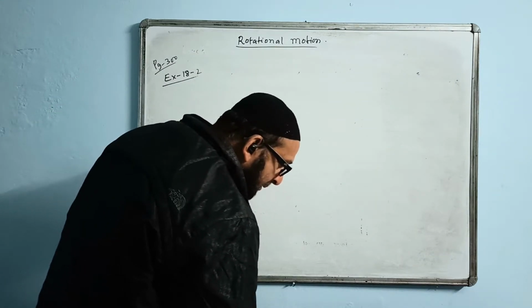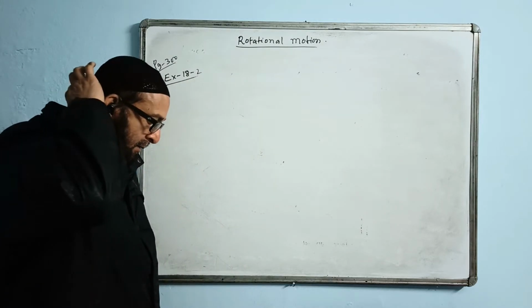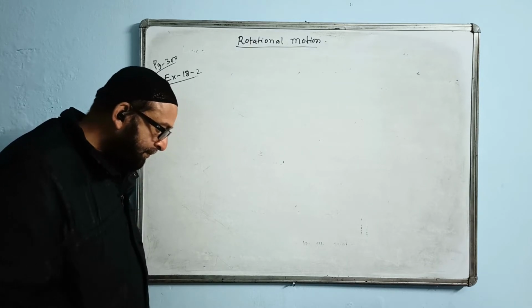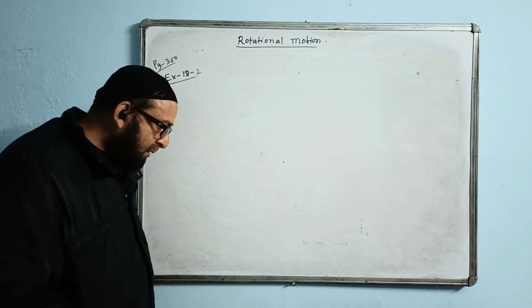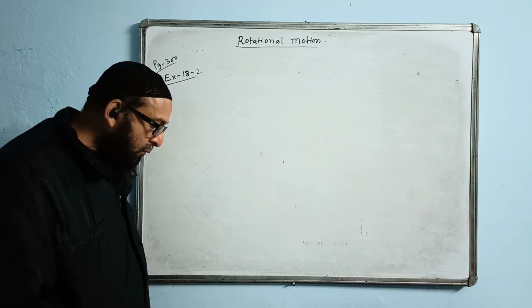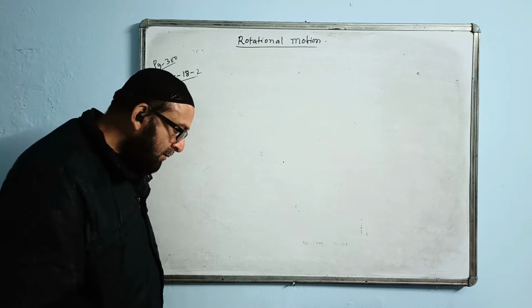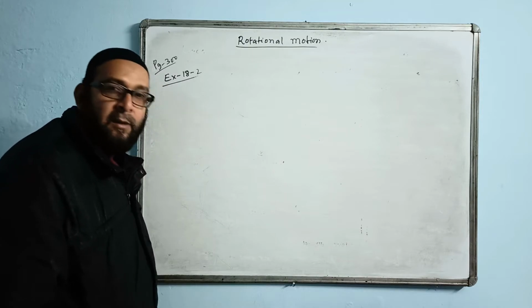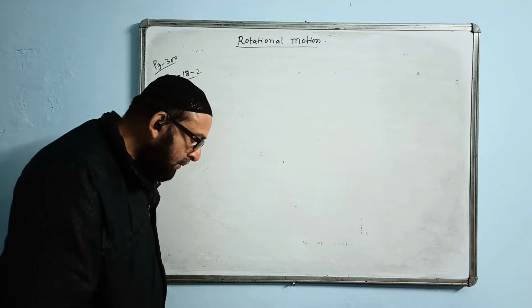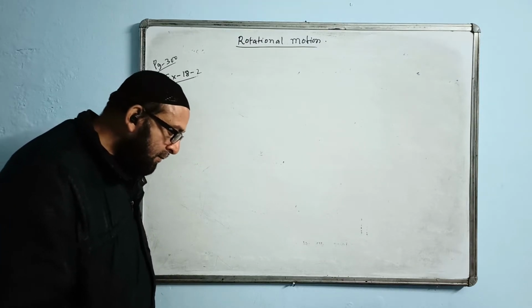Question says the angular velocity of a wheel increases from 1200 to 4500 RPM, small r, small p, m, RPM, in 10 seconds.